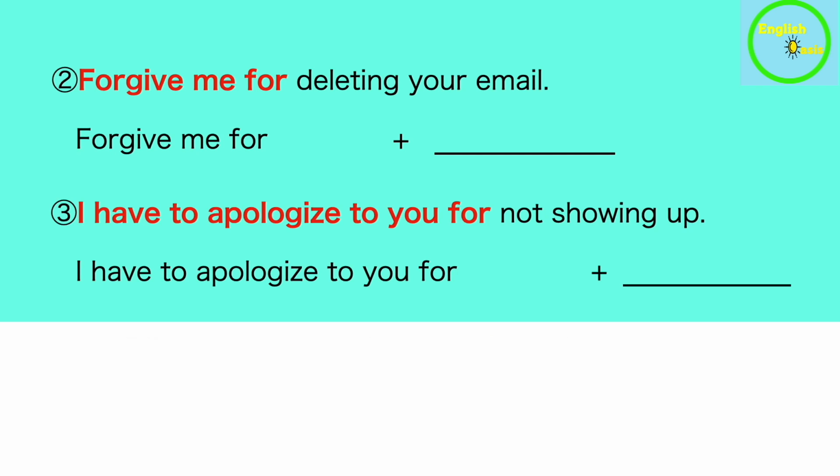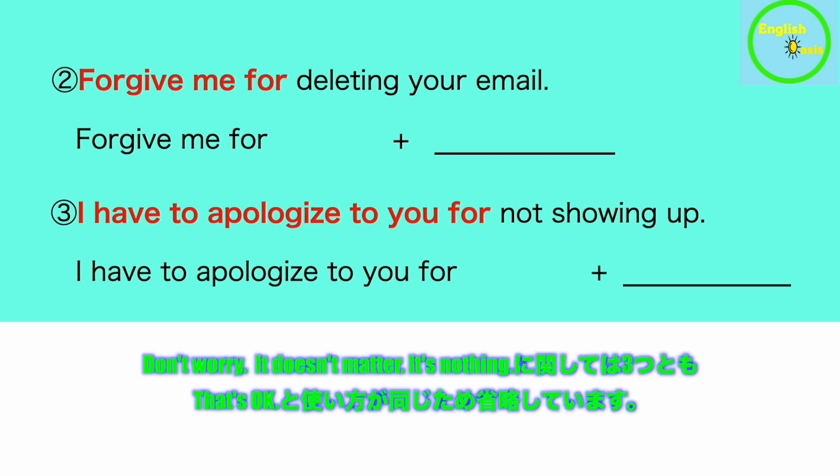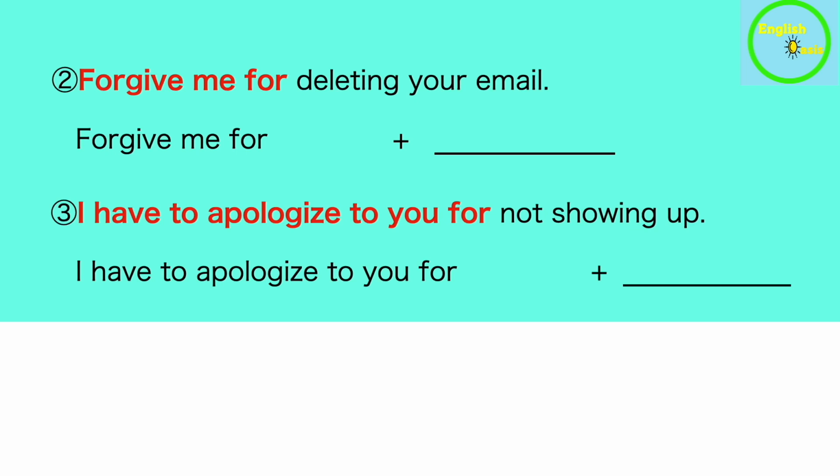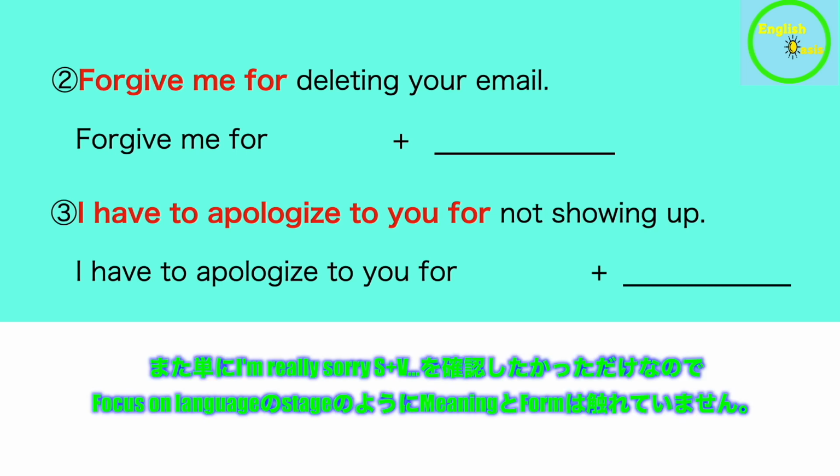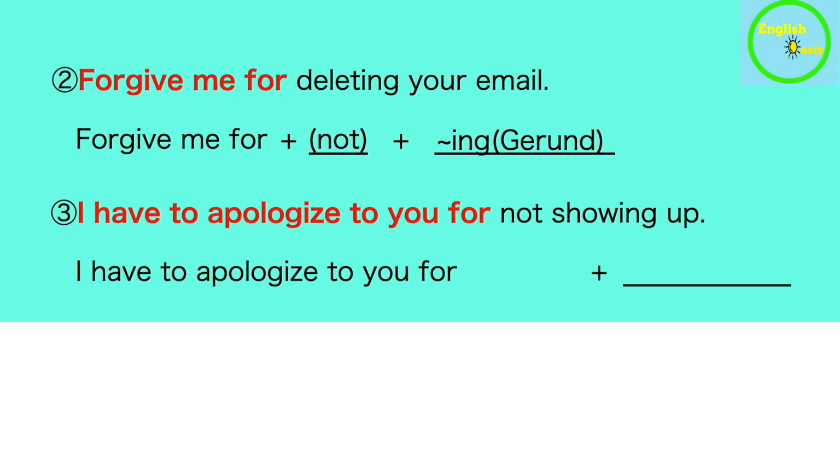So number 2, forgive me for deleting your email. Same as excuse me for. Forgive me for is fixed, so you can't change this section. After forgive me for, what form do we need? This is also gerund. When you want to make it negative, before gerund, what do we need? Not.